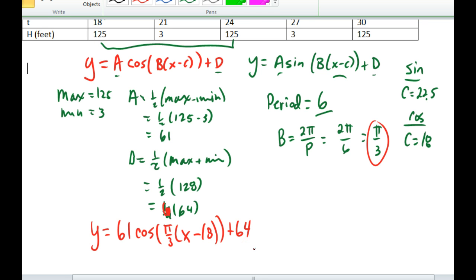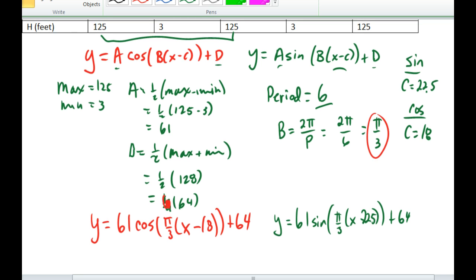Okay? Now if I do the sine curve, y equals, a lot of the same values occur, pi over 3, x minus, that's the only value that's going to change, my C value there, plus 64. We said that this was 22.5 because I'm increasing the data here, and so my shift is somewhere halfway in between those. So then that would be 22.5. So those would be both of my equations.